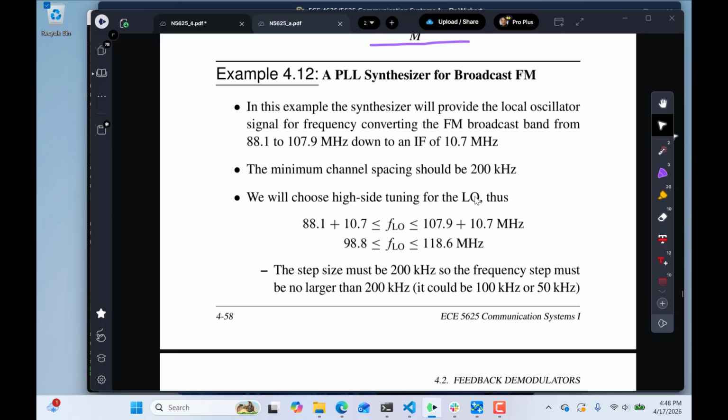Suppose we want to provide a local oscillator in an FM broadcast band receiver. So we want to be able to tune from 88.1 to 107.9 megahertz. We want to use an IF at 10.7 megahertz, and we want the channel spacing to be no less than 200 kilohertz. We prefer 200 kilohertz because that's the channel spacing in broadcast FM. So we'll choose high side tuning. We're going to add 10.7 to the range that we desire. 88.1 plus 10.7 becomes 98.8.